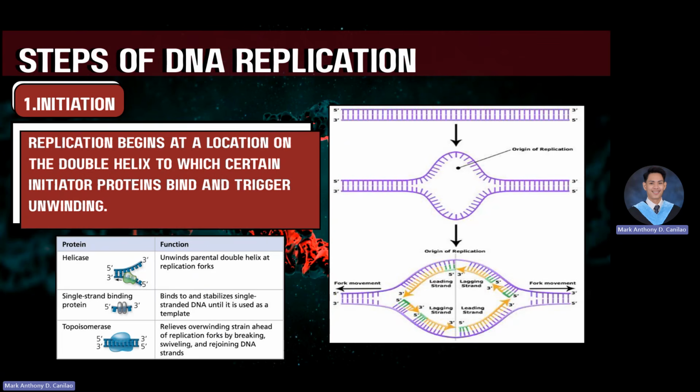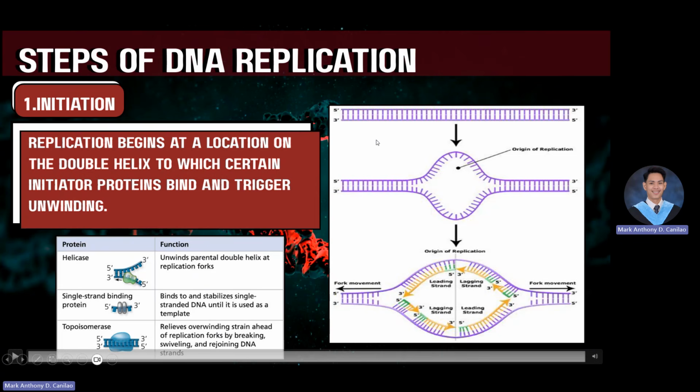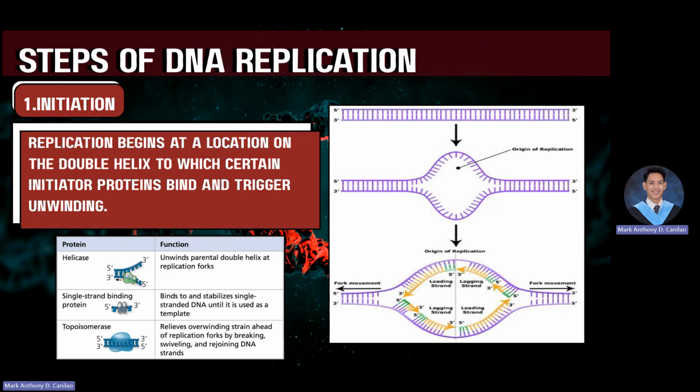Next on the enzymes, we also have topoisomerase. Topoisomerase relieves overwinding strain ahead of the replication fork by breaking, swiveling, and rejoining the DNA strand. As you can imagine, inside the nucleus, the DNA is not a straight long chain like what we saw in the picture. You have to realize that DNA inside the nucleus is just like spaghetti, random and tangled. So what do we use for our DNA replication to become orderly?